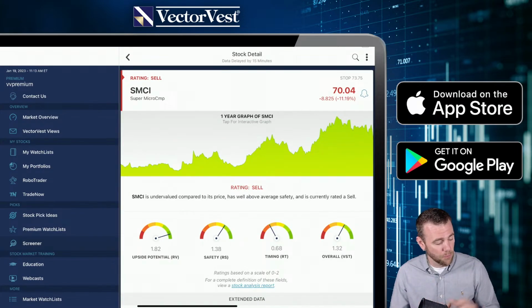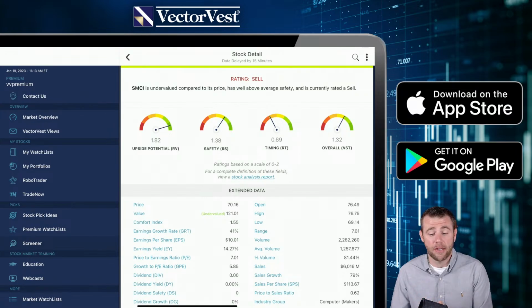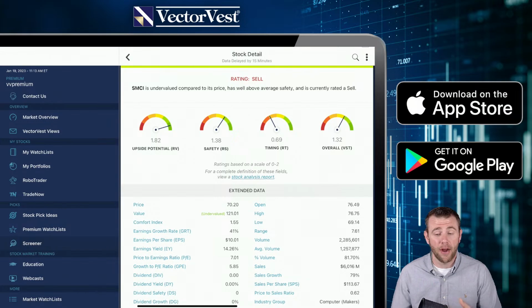One thing I will say though, when looking at them, one tip, look for stocks that are overvalued, because if they're overvalued, that tells us they have more room to come down in a top-heavy or overbought market. So for example, SMCI is undervalued currently, because you can see right here in the extended data, the price is trading at 70.22. The value is at 121.03. So therefore, since the price is under that value, the stock is undervalued. Now, if the price was over that value, that would indicate that the stock is overvalued, and you would see that noted right next to the value itself.